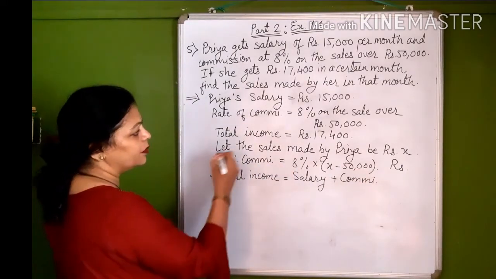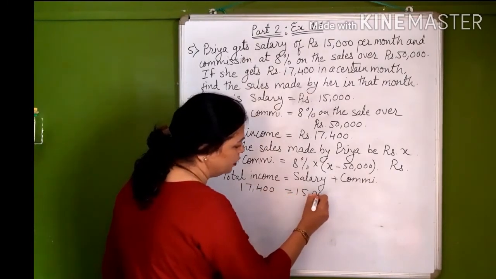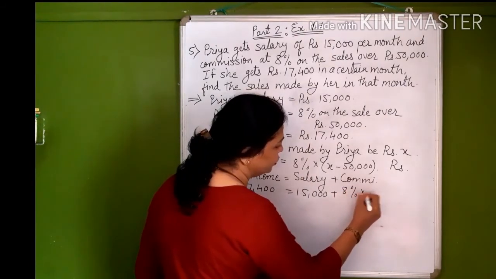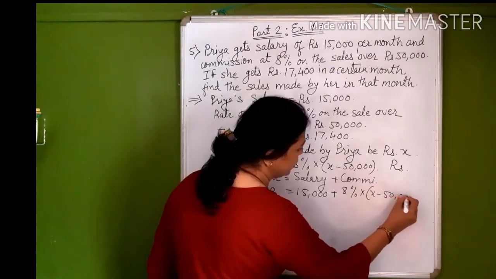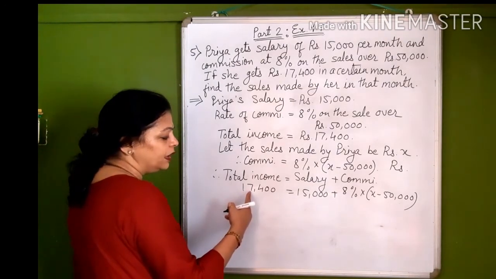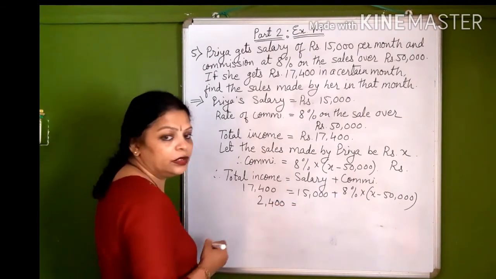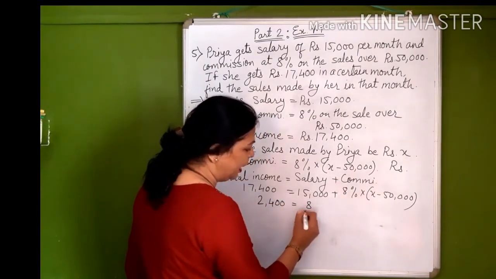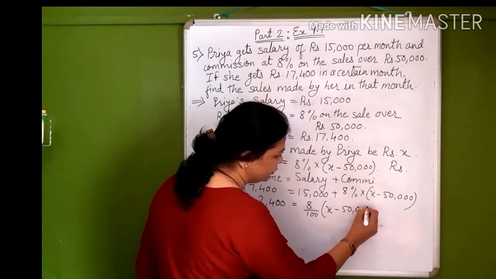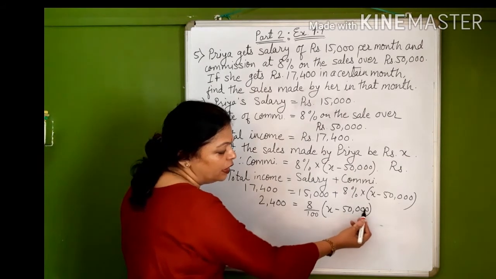Now total income is how much? 17,400. Salary is 15,000 plus the commission, that is 8% into (X minus 50,000). Now when you take 15,000 on this side, it will go for subtraction. So 17,400 minus 15,000 will be 2,400. Fine. And this calculation, 8 upon 100 into (X minus 50,000). So we get 2,400 is equal to 8 upon 100 into (X minus 50,000).